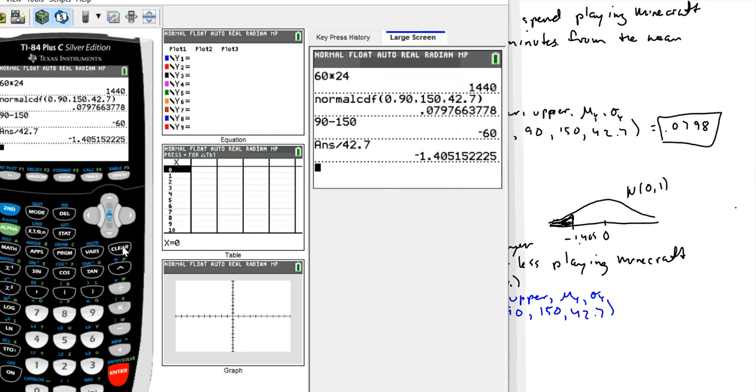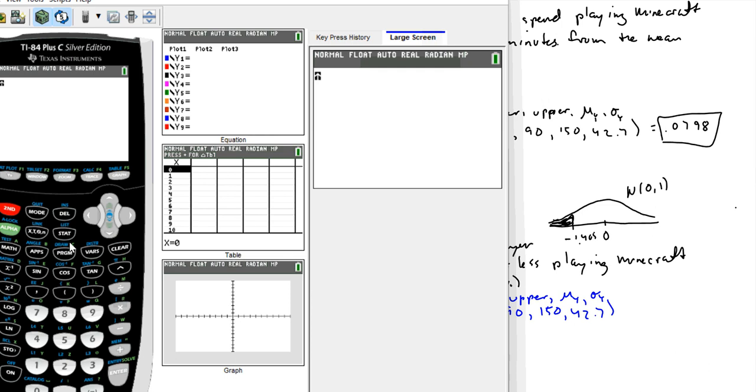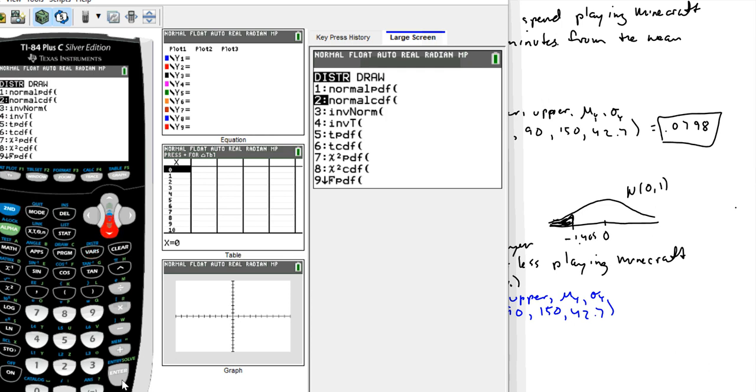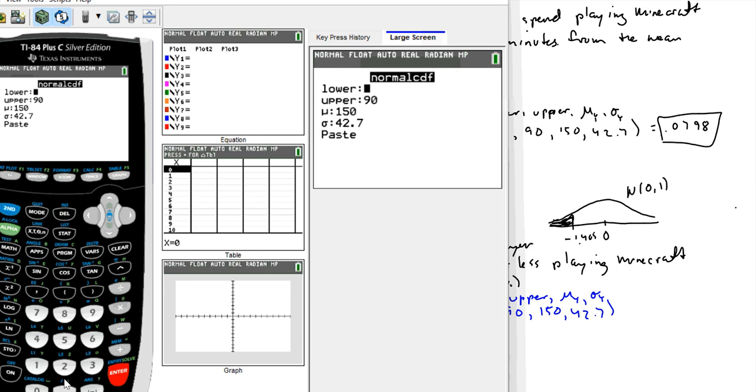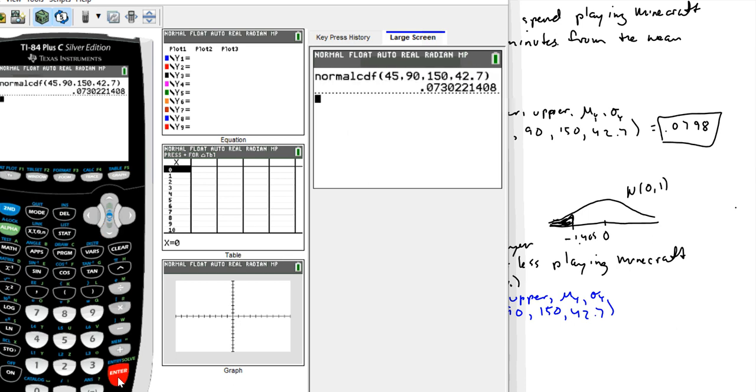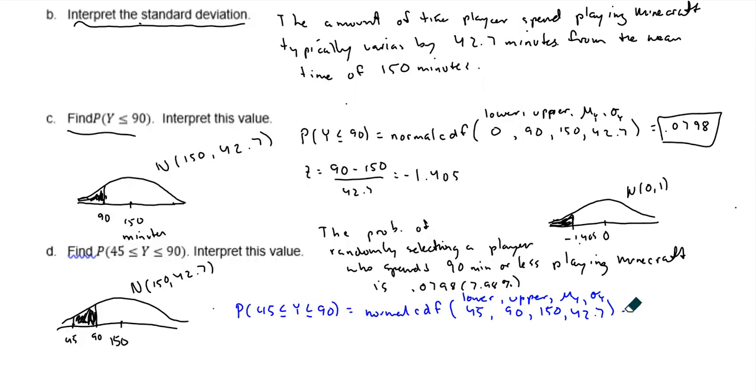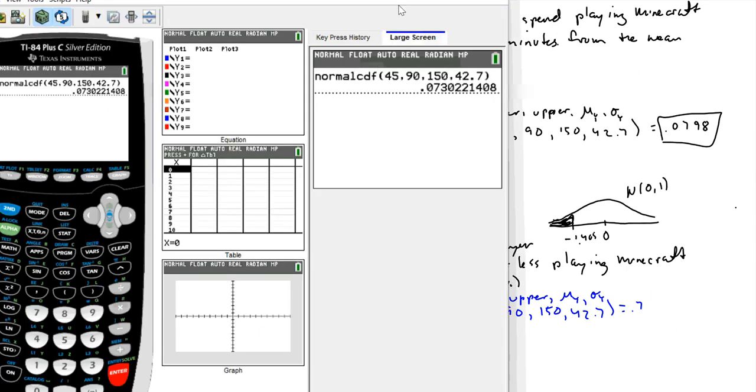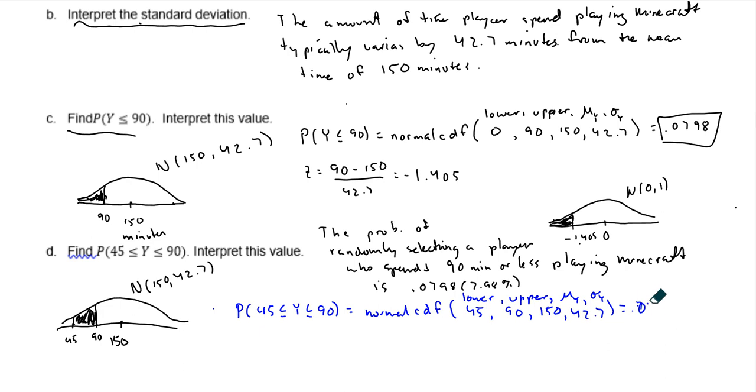And we clear this. Go to our second vars, and we go down to normal CDF. And we're going to punch in here, we're starting at 45, and we have 90, with everything else being the same because I already got it all in there. And we press enter, and this is going to be 0.0730, 0.073, which is a little bit less than the previous one.